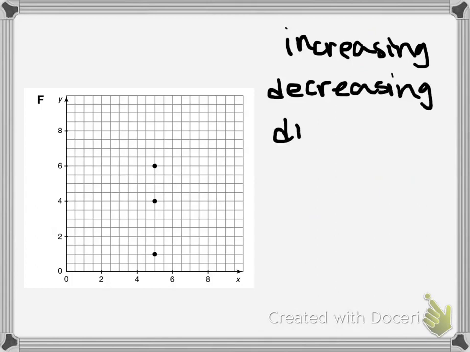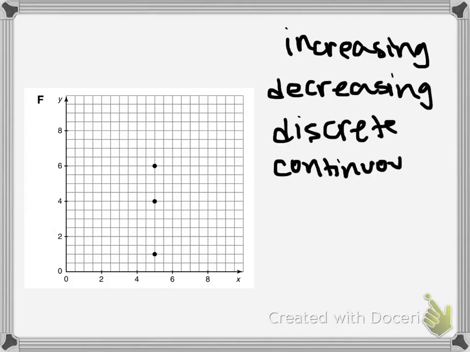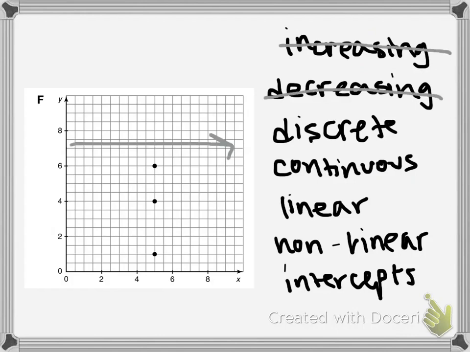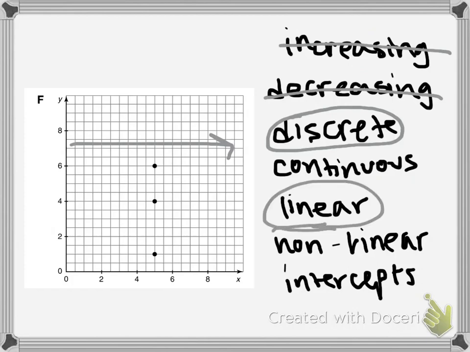Here's F. Go ahead and sketch this one. On this one, if you go from left to right, it's neither increasing nor decreasing. They are dots that are not connected, so it's discrete. They do form a straight line. If they were connected, it would be a straight line. And then we don't know the intercepts because there's not one crossing the x-axis.